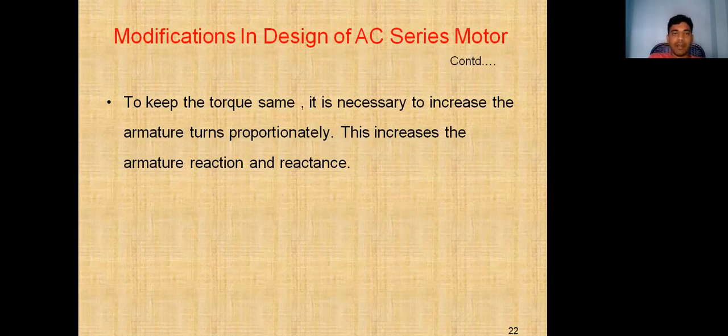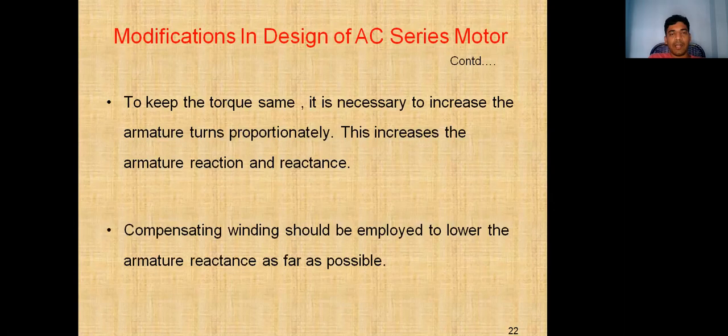This increases the armature reaction and reactance. Compensating winding should be employed to lower the armature reactance as far as possible.